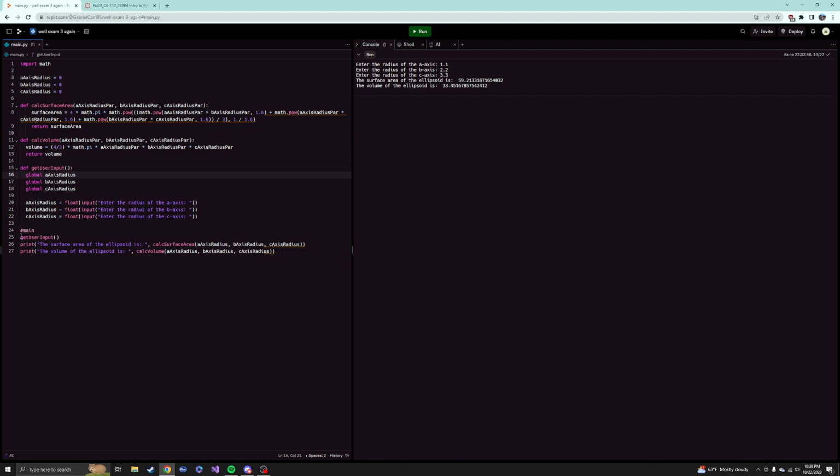So here in the main program, the main chunk of the program, we have our get user input. We're calling on the get user input function, which again is going to ask for these three things right here. Additionally, we have two print commands, which are going to print the surface area of the ellipsoid and the volume of the ellipsoid, and then it calls upon the calc surface area and the calc volume functions in order to do that. This essentially, when it's calling upon these, is calling upon it to return the surface area and to return the volume in these two spots right here.